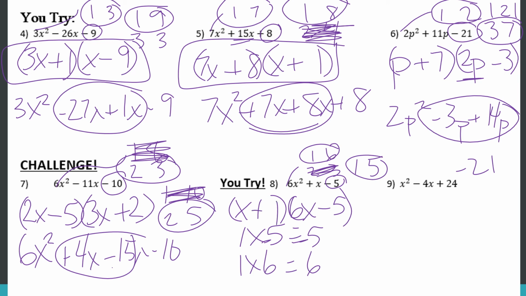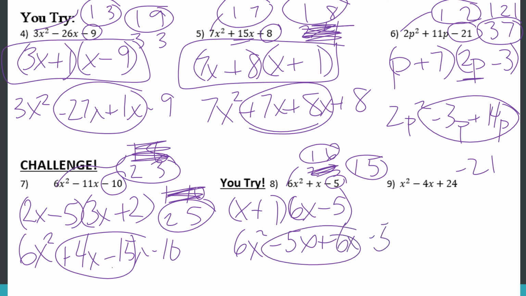So again, I'm going to check that just to make sure I got my signs right. I didn't get it right in the last one. So 6x squared minus 5x plus 6x minus 5. So these would combine to give me +1, and I would get the last two terms. Okay, number 9.